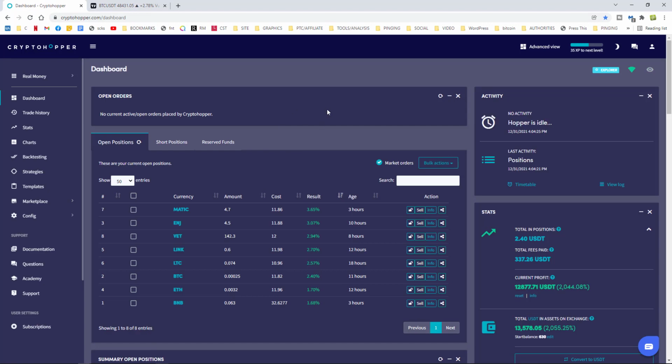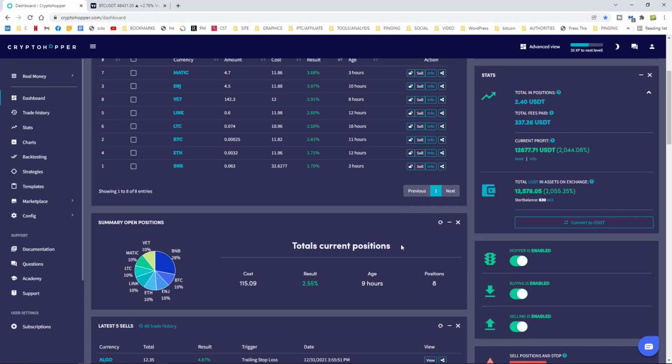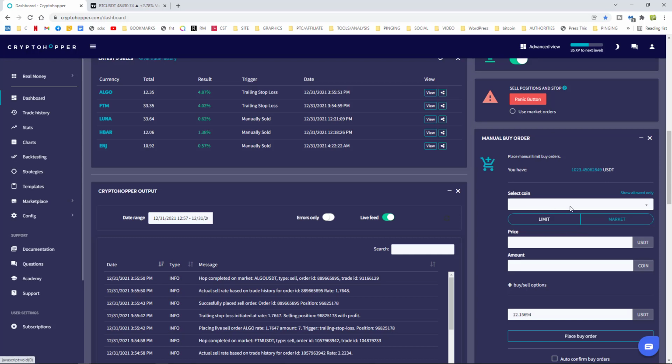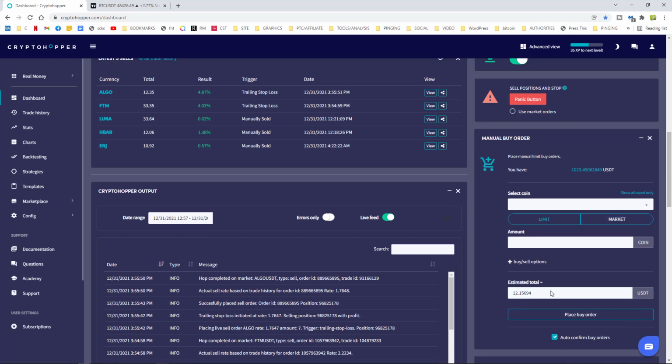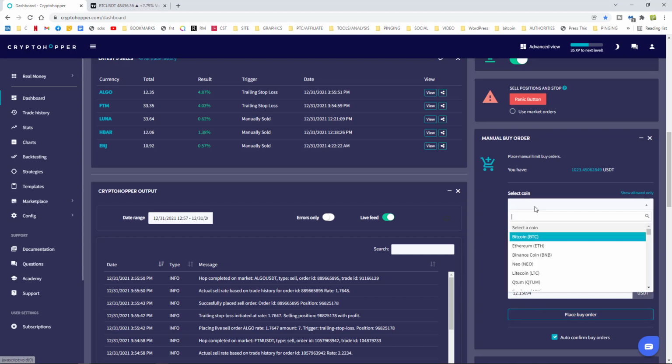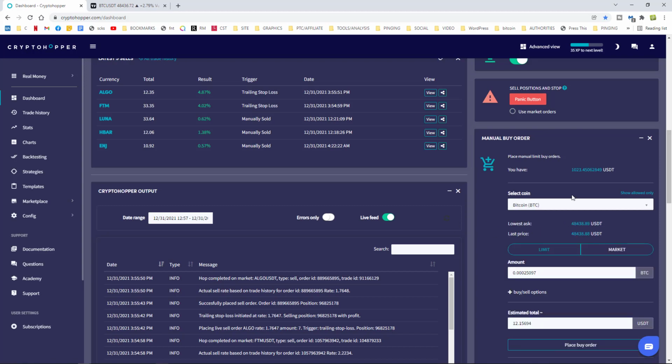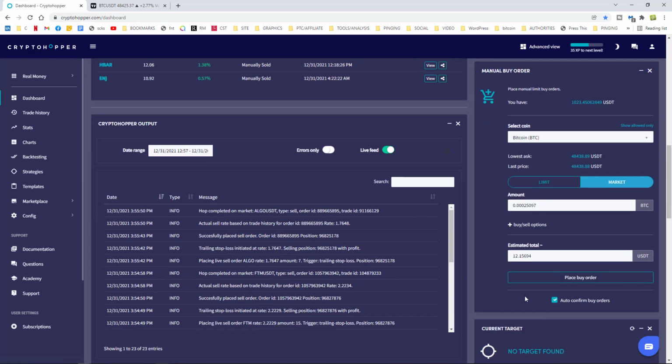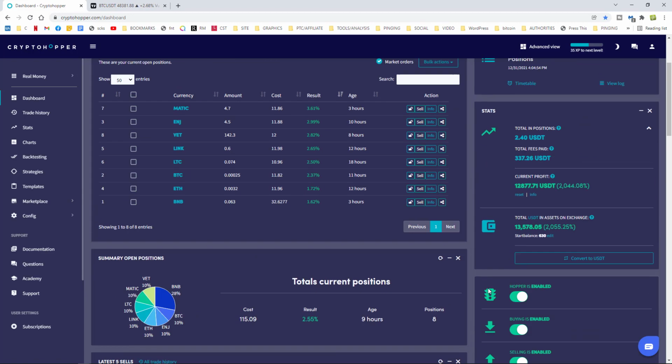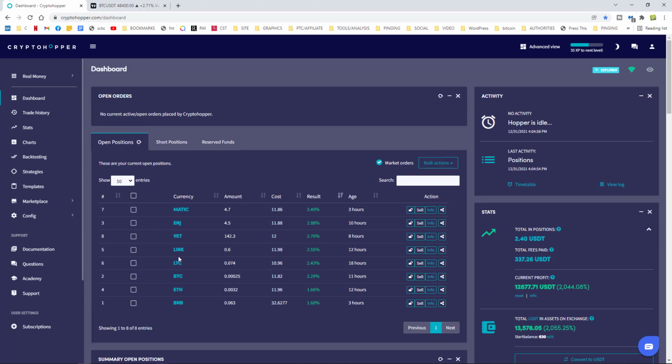Lots of different ways in which you can use the bot. Did you know, for example, you can use the bot to buy manually? This is what you would do here. You choose a coin here, you type in the dollar amount there, choose market or limit order, and click place buy order. So if I wanted to buy $12 worth of Bitcoin, I'd just do that, set it to market, which is best, and then click on buy, and it would buy $12 worth of Bitcoin for me. As soon as I bought it, it would be put in these open positions here. So that's one way to use the bot to buy.